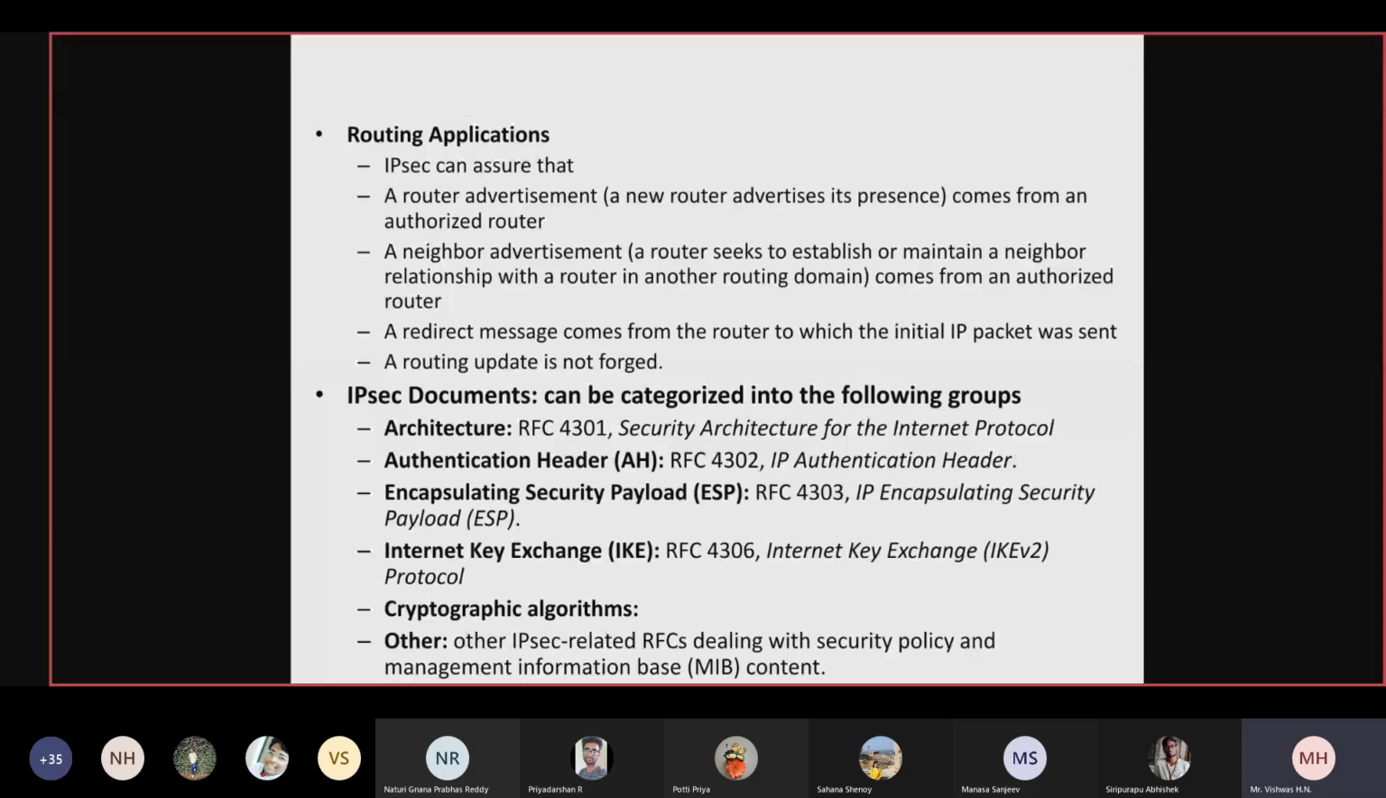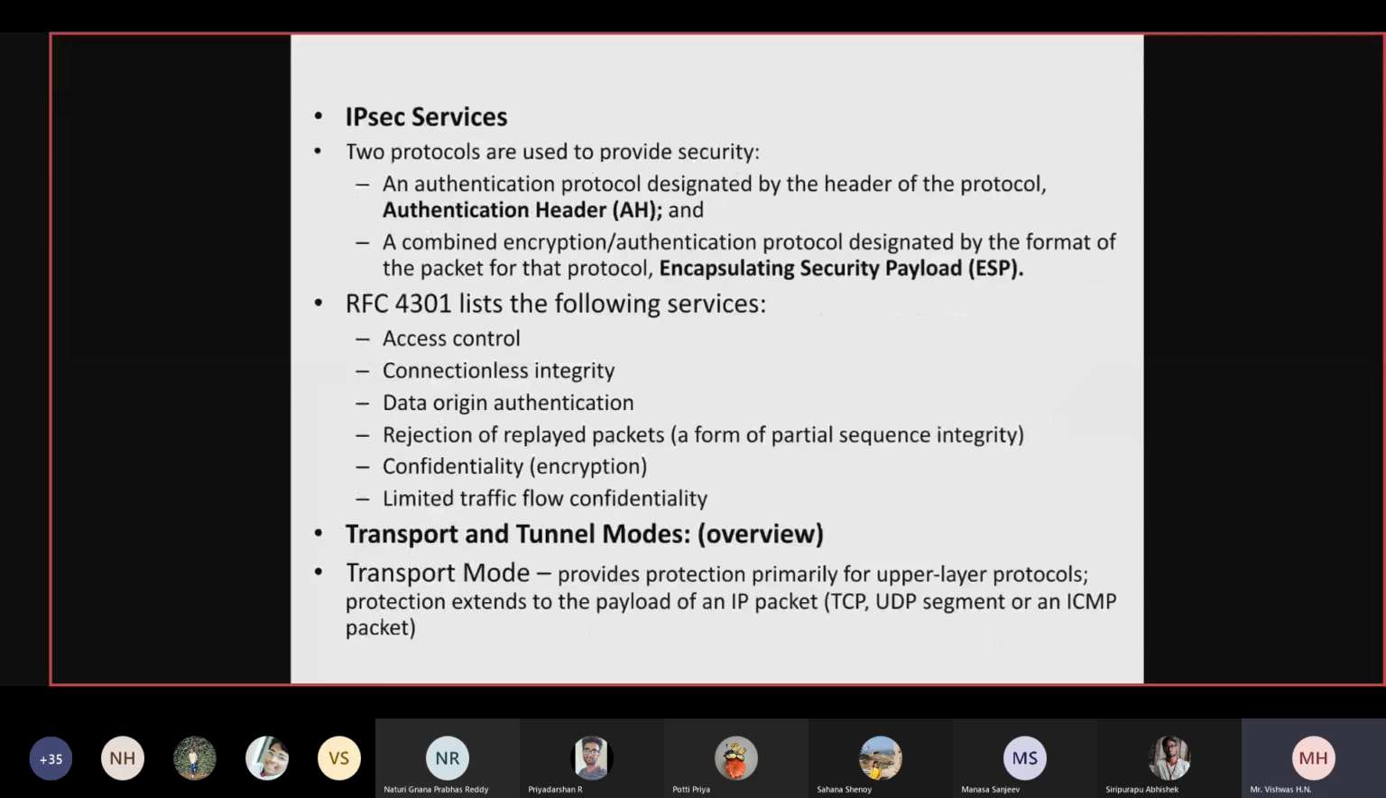Cryptographic algorithms: what algorithms are used will be documented under the cryptographic algorithms. And the last one is other, which covers other IPsec related RFCs dealing with security policy and management information base content. Is that clear? So these are the 6 documents which come under IPsec, which you have to remember, students.